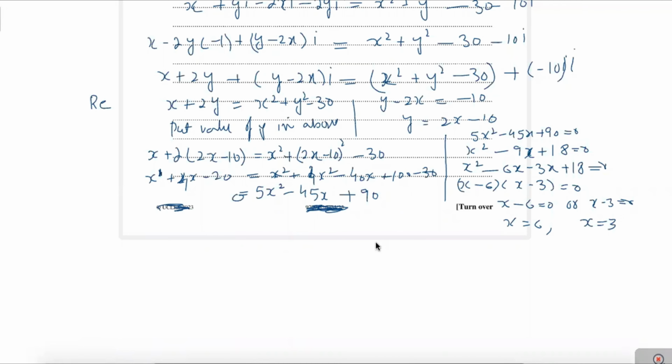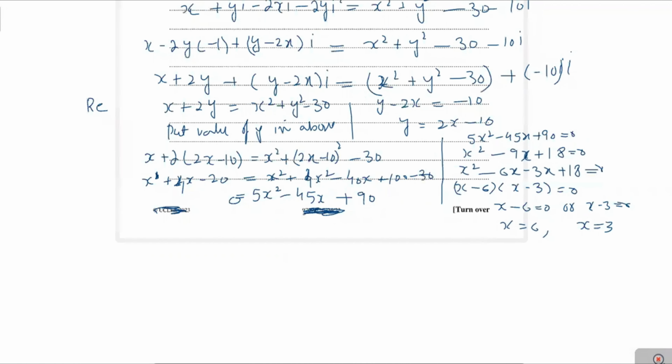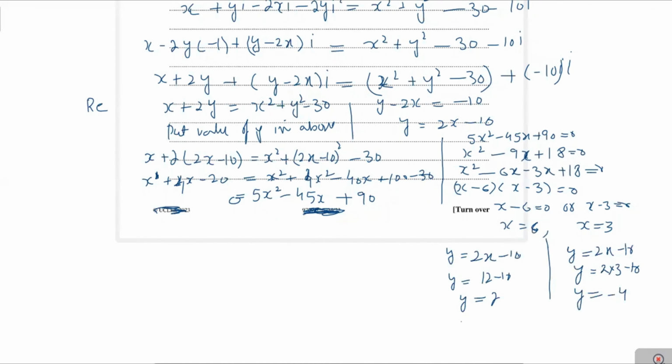Now, y equal to 2x minus 10, we get the value of y, put the value of x here. Now you see here that value becomes 2 sixes are 12 minus 10, so y will be 2 when x is 6. And same here, y equal to 2x minus 10, when x is 3, 2 times 3 is 6 minus 10, that value is equal to minus 4. Therefore, we get the values 6, 2 and 3, minus 4, this is the answer.